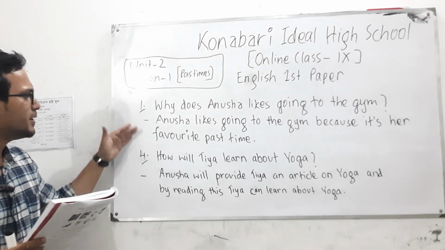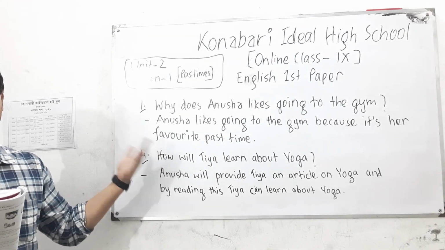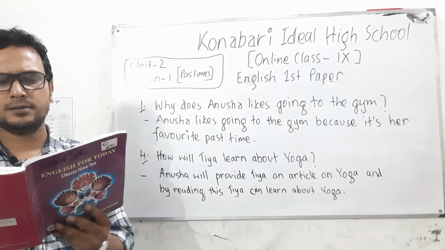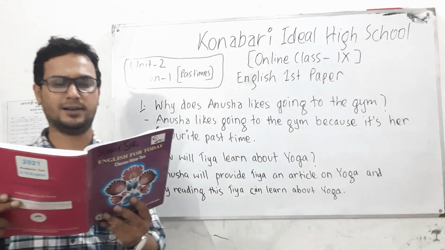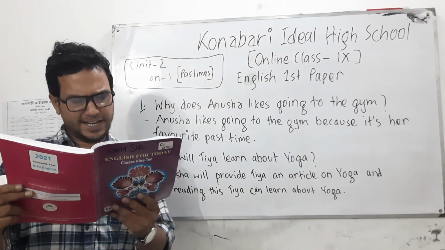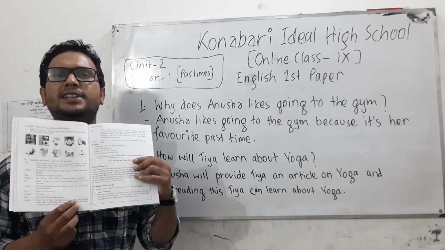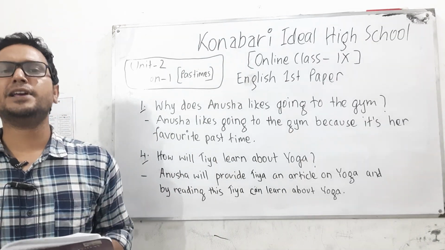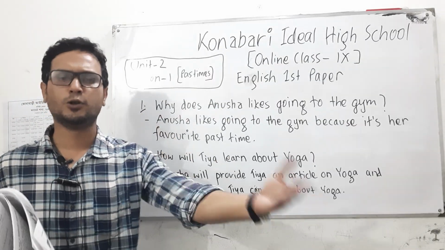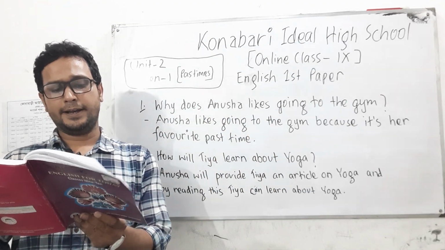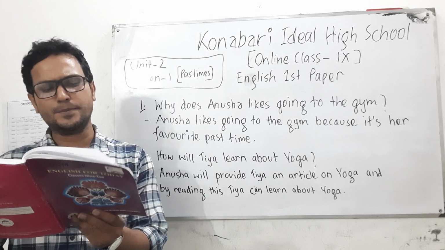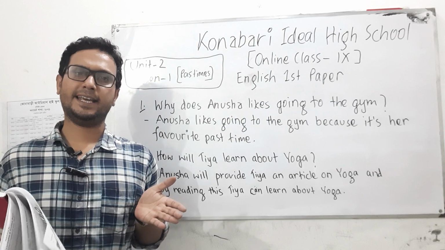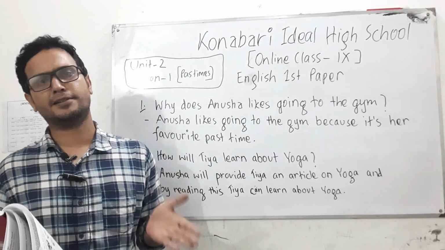Question number 2, I didn't write it here because it is very simple. What are her pastimes? Here the question is asking about the pastimes of Anusha. In the reading text, at the end of this conversation on page number 18, Anusha has clearly mentioned her multiple pastimes. Her pastimes are playing chess, painting, and reading books. And also, she wants to learn photography, but that is not her pastime yet because she is still learning it.